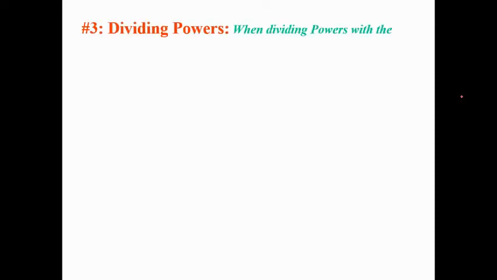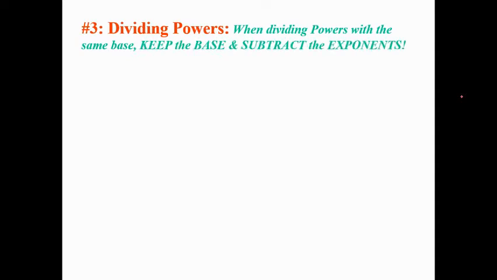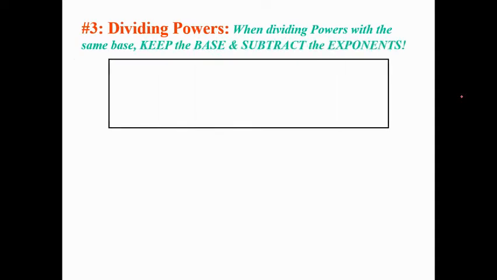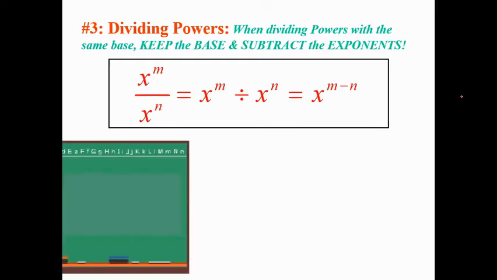Now we're going to look at dividing powers. When dividing powers with the same base, keep the base and subtract the exponents. So if you have x to the m exponent divided by x to the n exponent, please notice the base stays the same, but your exponents subtract each other, the top from the bottom.